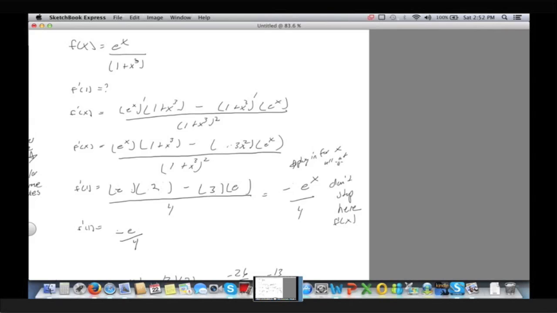So in this problem, since the problem wasn't actually asking us for f prime of x, since it was asking for f prime of 1, we don't need to find that f prime of x is negative e to the x over 4. We can just plug in the 1 one step earlier. Okay, and then we would get to our answer.